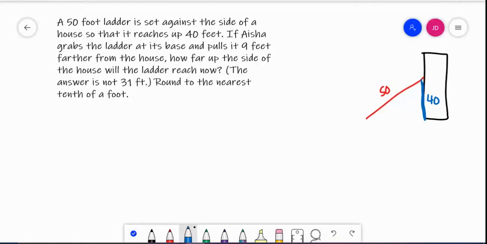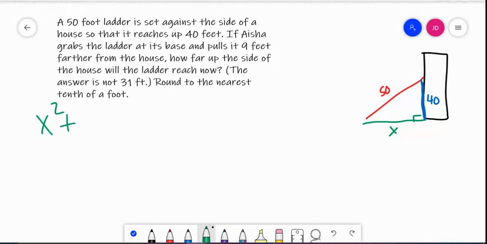So what I'm going to do first is figure out the original length of what my base was supposed to be. So I'm still going to try to find this. Before Aisha even grabs the ladder, I want to find this distance first. So I'm going to call this X, and this is the leg. So I have to find the leg of this right triangle.